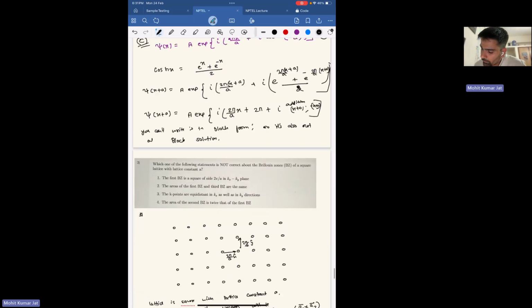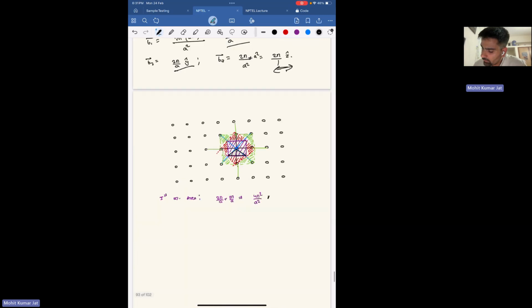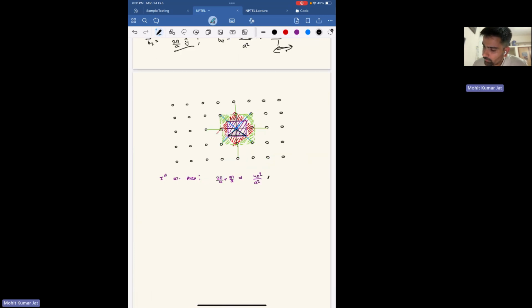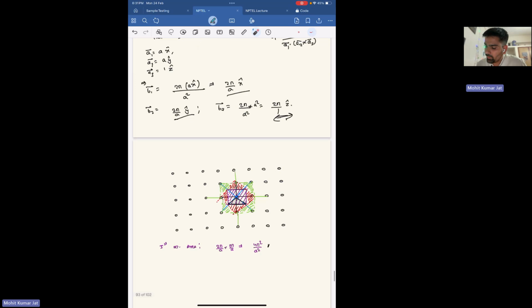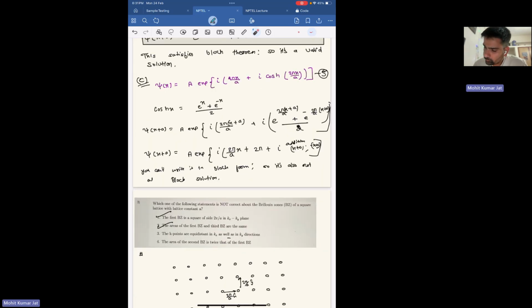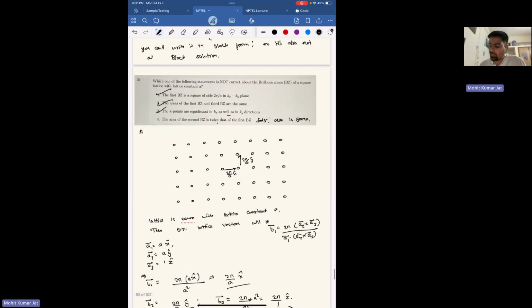So the first Brillouin zone is a square of side 2 pi by a in kx, and yes, this is right. The area of the first and the third Brillouin zone are the same. Yes, this is also right. The k points are equidistant in kx and ky. Yes, you can see that these points and these points are equidistant by 2 pi by a. So this is also true. The area of the second Brillouin zone is twice that of the first Brillouin zone. No, this is false. The area is the same. So problem number 3 is also solved.